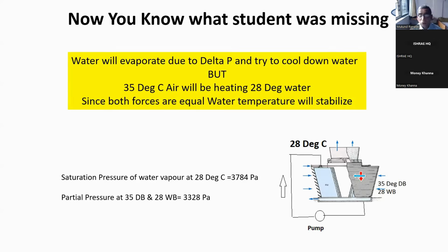So exactly the same phenomenon takes place in the cooling tower. And that is why in the cooling tower, the temperature can never go below wet bulb, because though the evaporation will occur, the cooling force is equal to the heating force. That is why the minimum temperature which we can theoretically get, if we assume there is no pump power or negligible pump power, is only up to the wet bulb temperature.